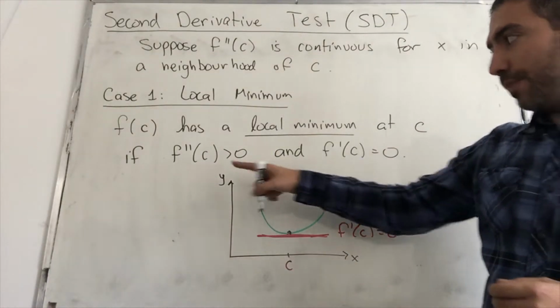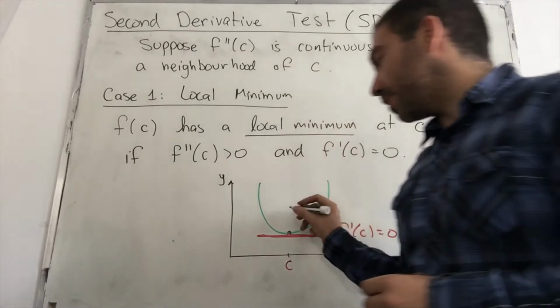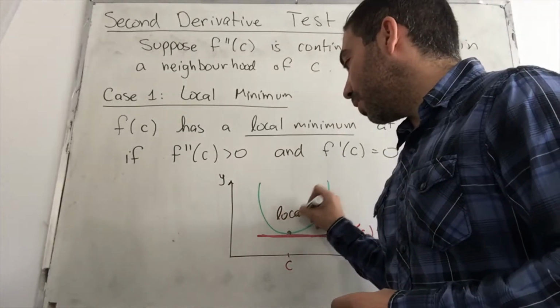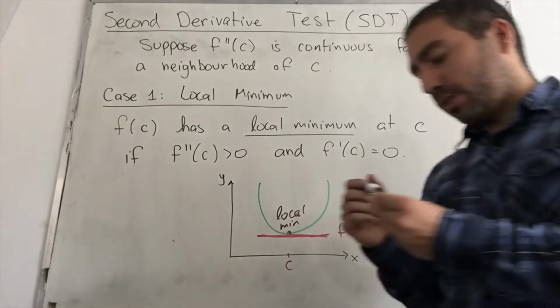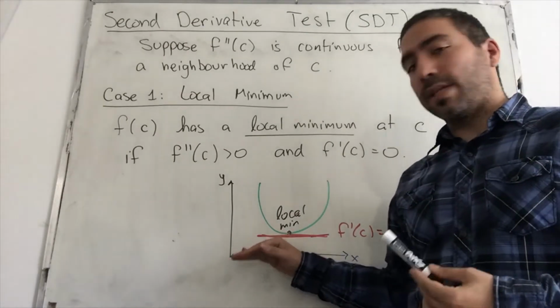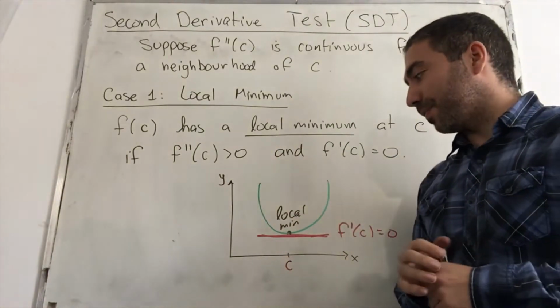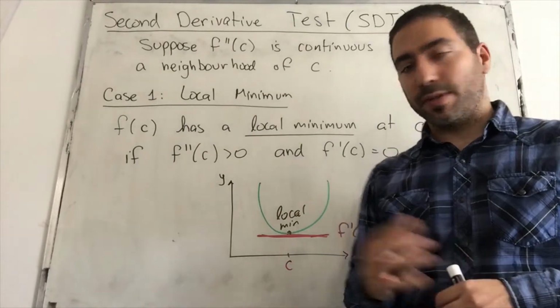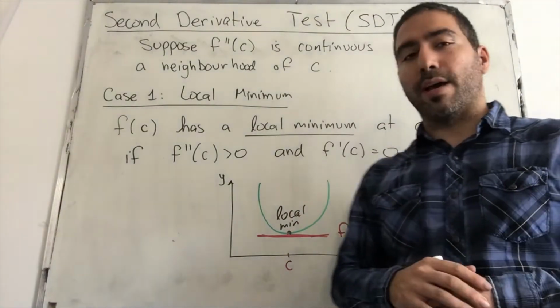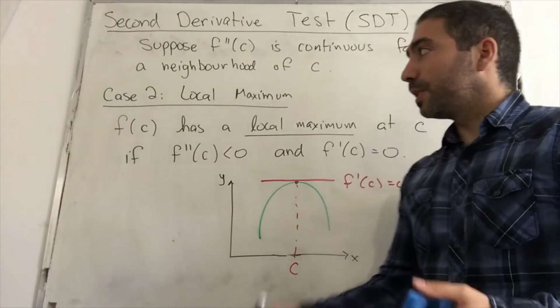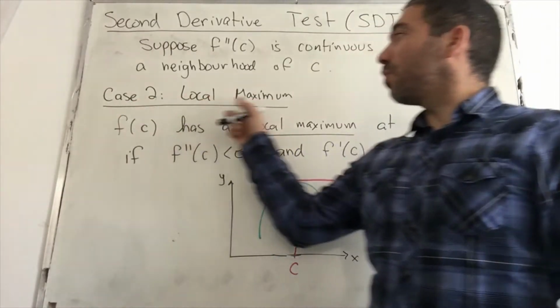What can we state about this value here? Well, if these two things occur, then we know that this value is a local minimum. Okay, so horizontal tangent at c and its second derivative is positive. This means that at c we have a local min. So similarly, case 2, we have a local maximum.